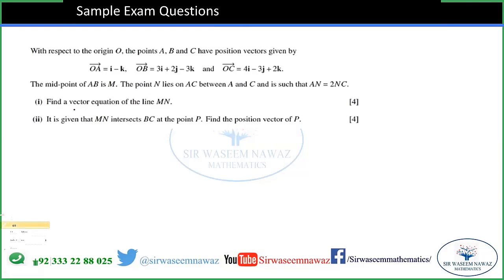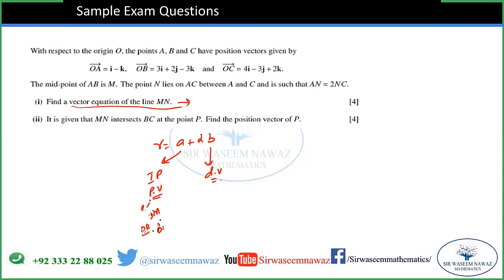The first one is we want to find the vector equation of the line MN. So for finding the vector equation of the line MN, you need r equals a plus lambda times b. So first you need an initial point, or you can say some position vector, and this is your direction vector. Since it is MN, you can use either OM or ON as your position vector. And what will be the direction vector? The direction vector will be your vector MN. So now our task is how to find OM and ON.